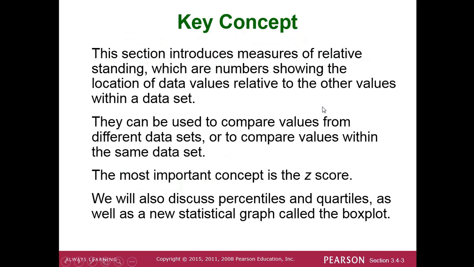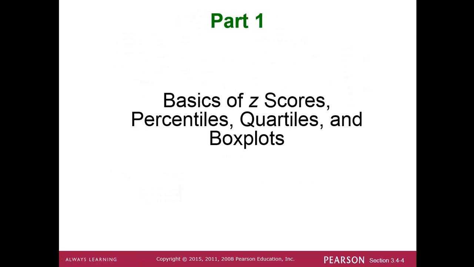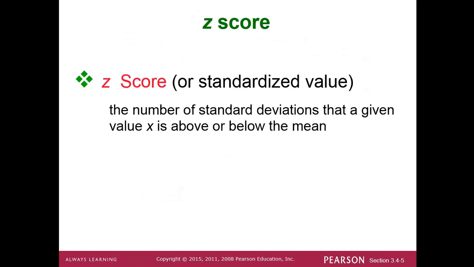In our third section in Chapter 3, we take a look at measures of standing. We take a look at such things as percentiles, z-scores, and box plots. The first one here, the z-score, is the number of standard deviations that a given value is above or below the mean. If the z-score is positive, the data is above the mean. If the z-score is negative, the data is below the mean. If your z-score is 0, the data is equal to the mean.